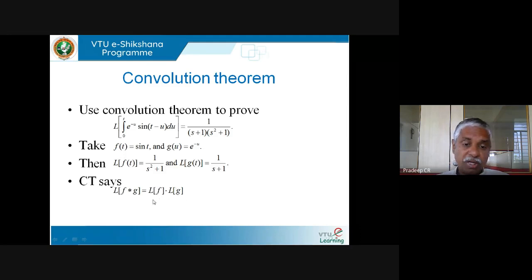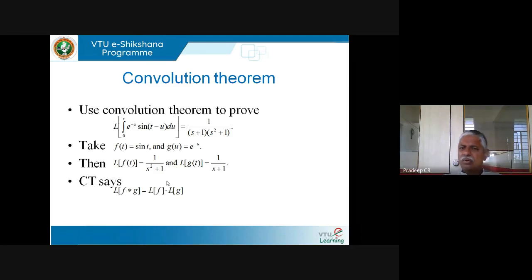That is true. So L of f star g is nothing but what you see on the left hand side here, because f star g is just this integral of e power minus u sine of t minus u du. Probably if you write the definition for the first time, you will write f star g as the integral of f of t minus u into g of u, which means sine of t minus u into e power minus u, which is the same as e power minus u into sine of t minus u.